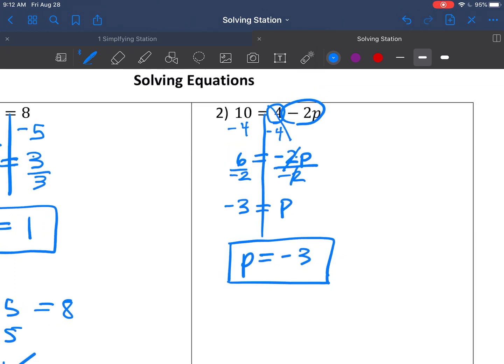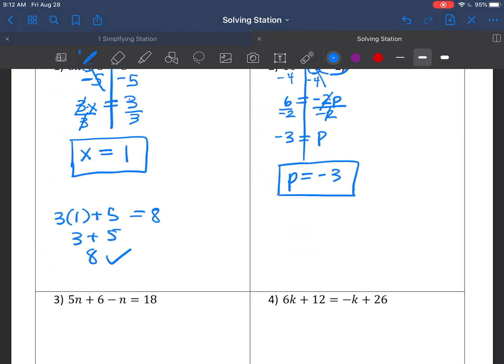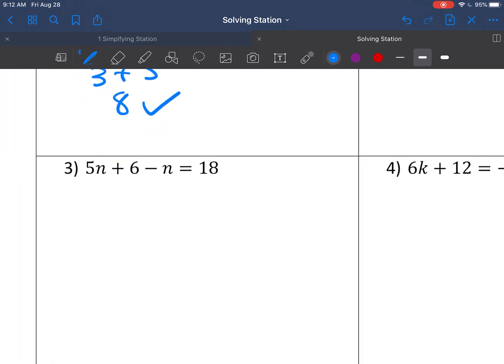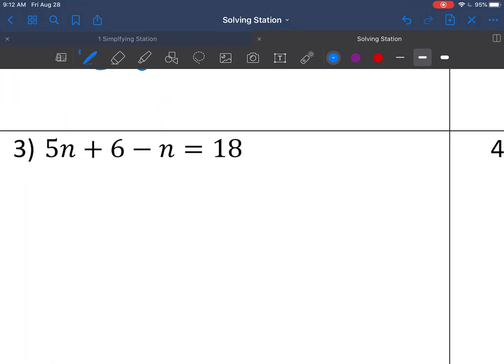On a test or a quiz, I would definitely plug that back in to check. All right, number 3.